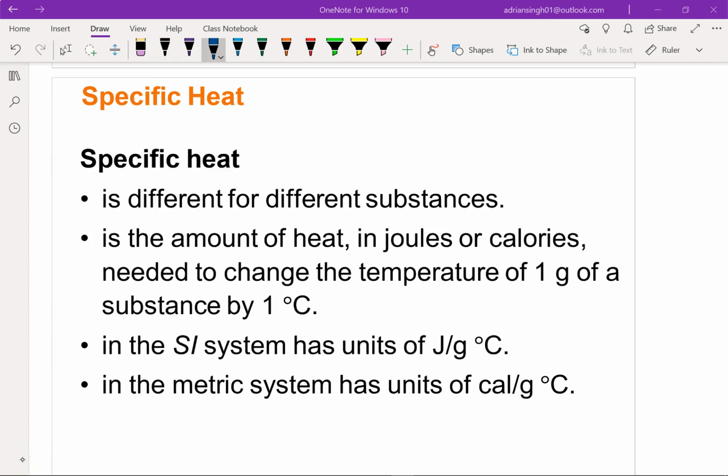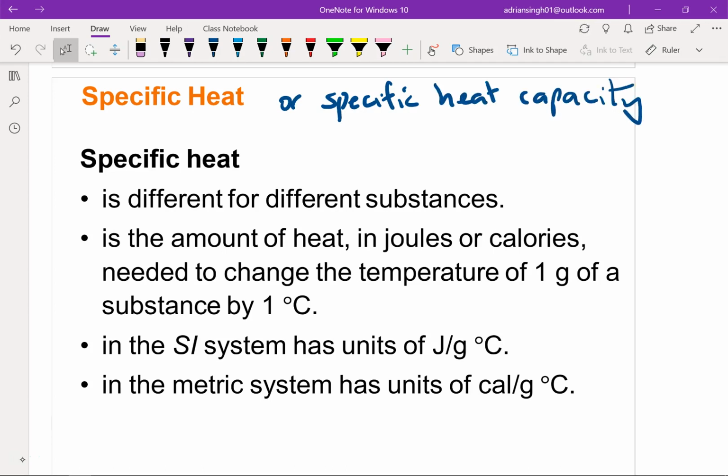All right, so in this part of the chapter, we're going to be taking a look at a property of substances known as their specific heat, or sometimes called the specific heat capacity. Sometimes this is abbreviated as SH for specific heat, or in a much more concise way, you'll see it being represented as C, lowercase c. And we'll talk about where we see that in some equations in a little bit.